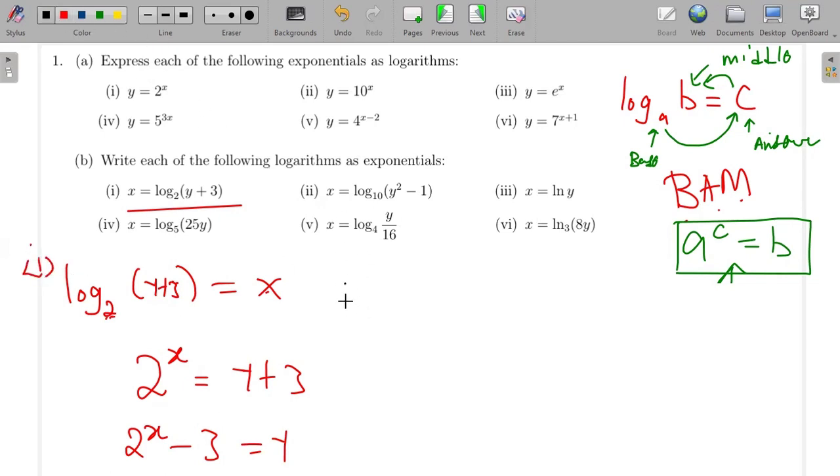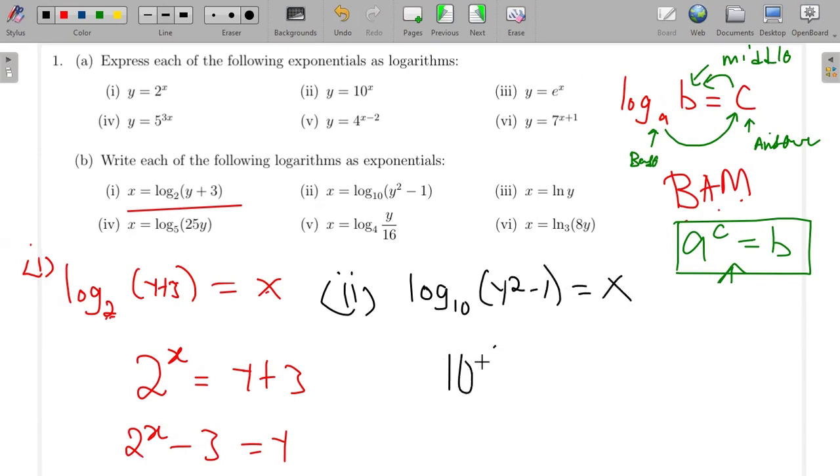Let's look at the second one. Here, I'll write this again as log base 10 of y squared minus 1 is equal to x. So my base is 10. My answer is x, and then this should be equal to y squared minus 1. As simple as that.